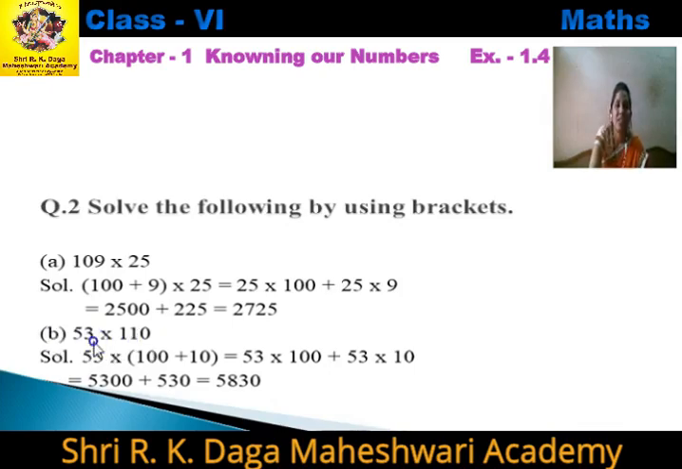Next sum is 53 into 110. Now this 53 we will write as it is, and this 110 can be written as 100 plus 10. Now first we will multiply 53 into 100 plus 53 into 10. 53 into 100 is equal to 5300 plus 53 into 10 is 530, and when we find the sum of these numbers, we get 5830.